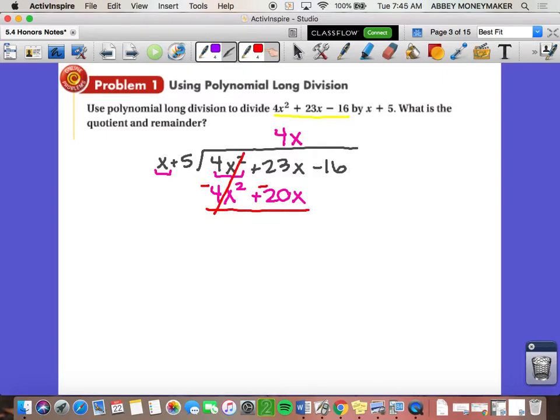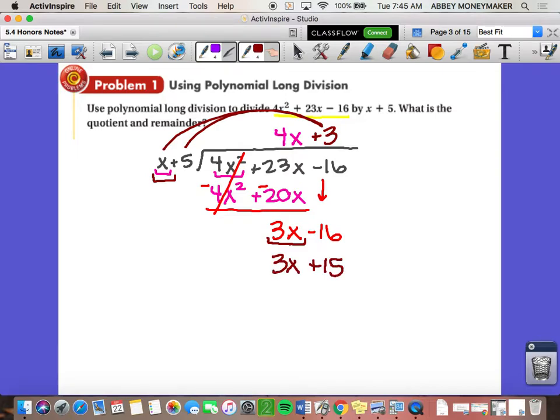And the first two terms cancel. And I'm going to add the 23x and the negative 20x. So that gives me 3x, and then I bring down my negative 16. And then from here, I start the process over. What do I have to do to x for it to become 3x? I multiply that by a positive 3, and I'm going to distribute that positive 3 out to the x and the 5. So I have 3x, and that would give me plus 15.